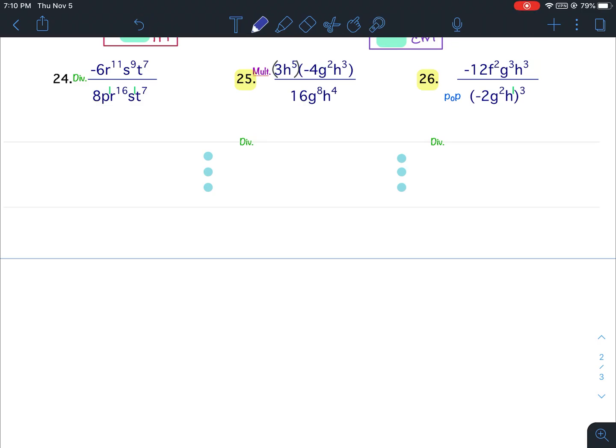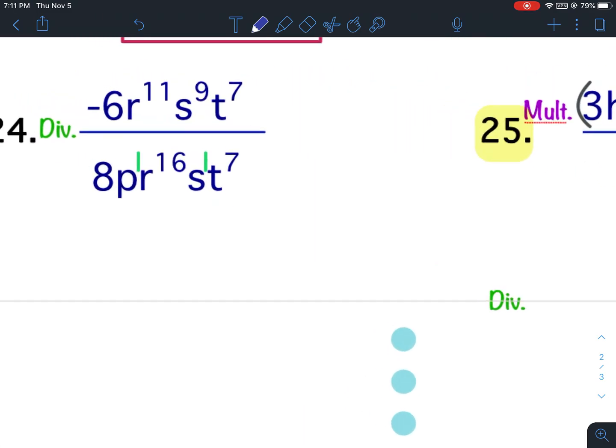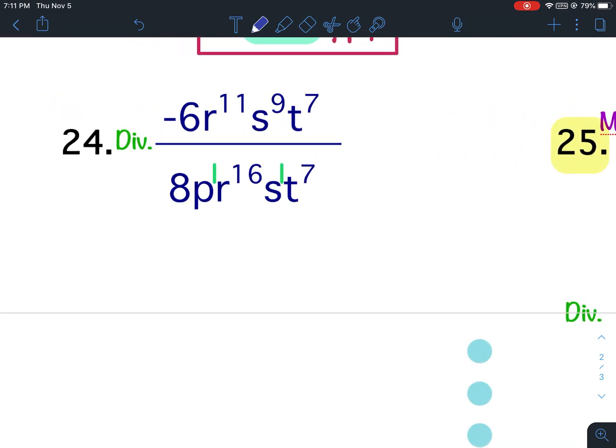Quarter 2 review, questions 24 through 26. 24 through 26 are laws of exponents problems. This is the last unit that we just completed. So for question number 24, I'm not going to help you at all. You can do this on your own.